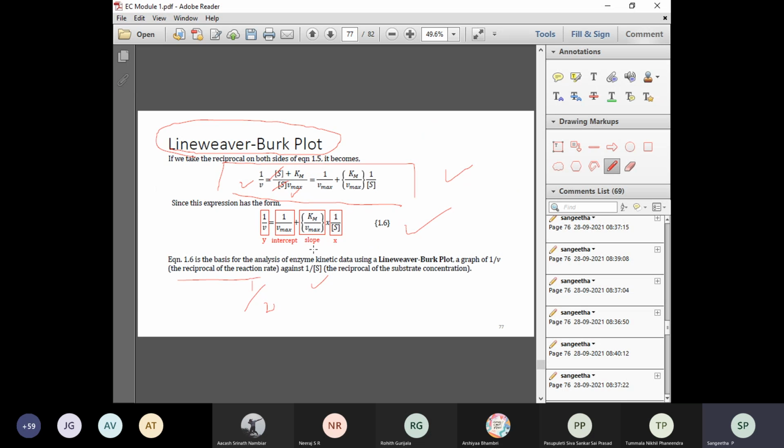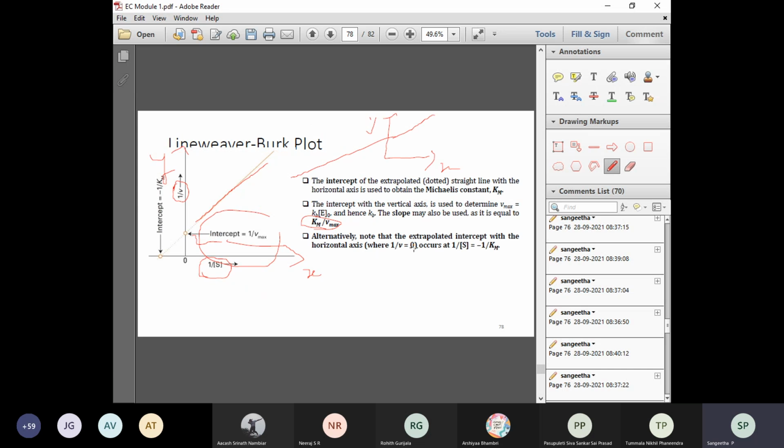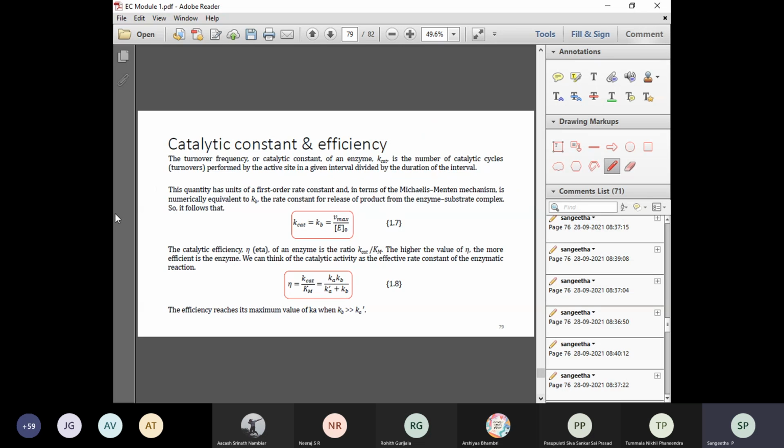So Km by Vmax is the slope, and then the intercept is 1 by Vmax, which is clearly mentioned in this expression. Using this you can easily plot the graph. Alternatively, this can also be extrapolated to the intercept with the horizontal axis, so not only the vertical axis, it can be done the other way too. Anyway, go through all these points and come back.